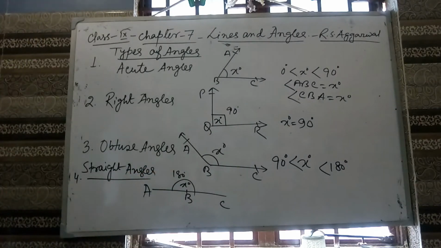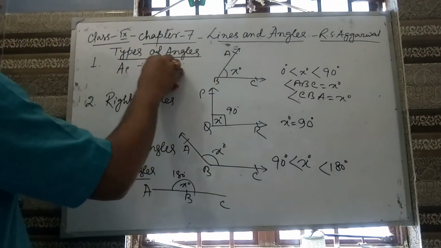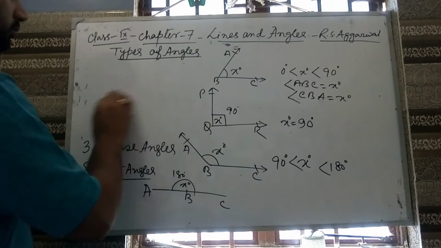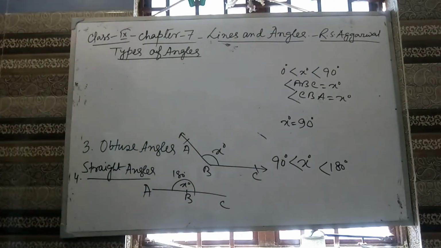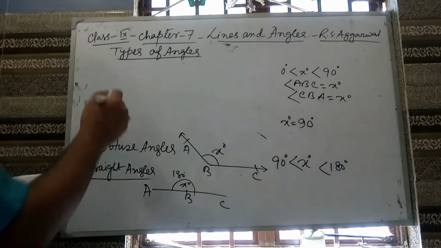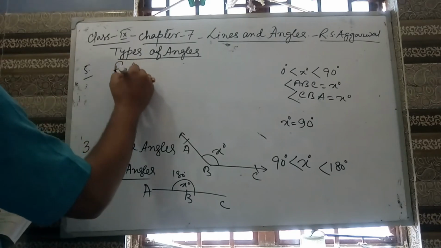Next one, reflex angle. I am rubbing the first two. All these things are in your book, so we are just going through it. Next is number 5, reflex angle.